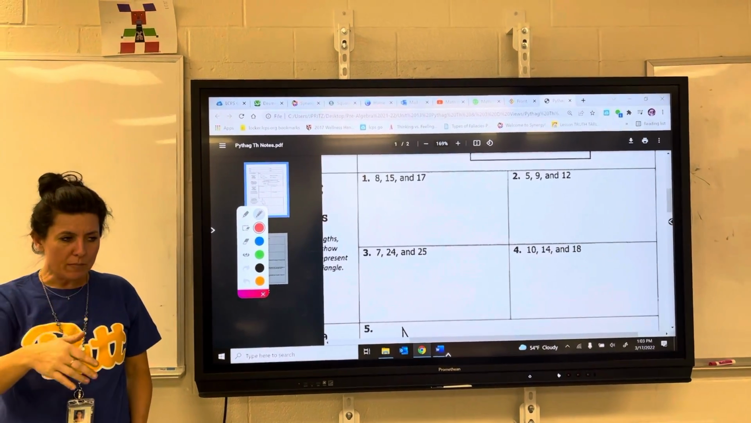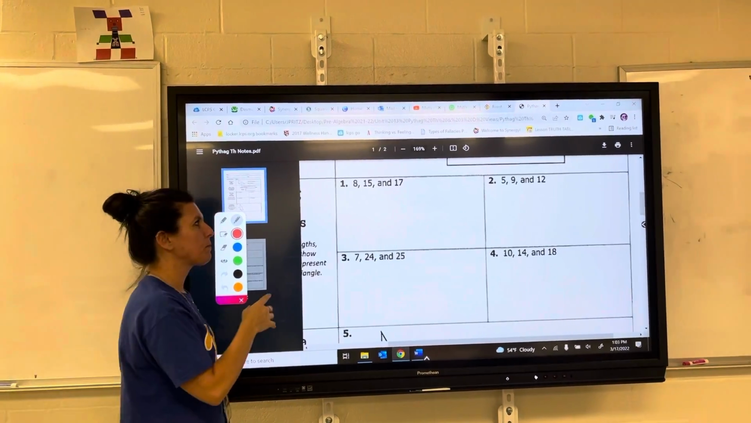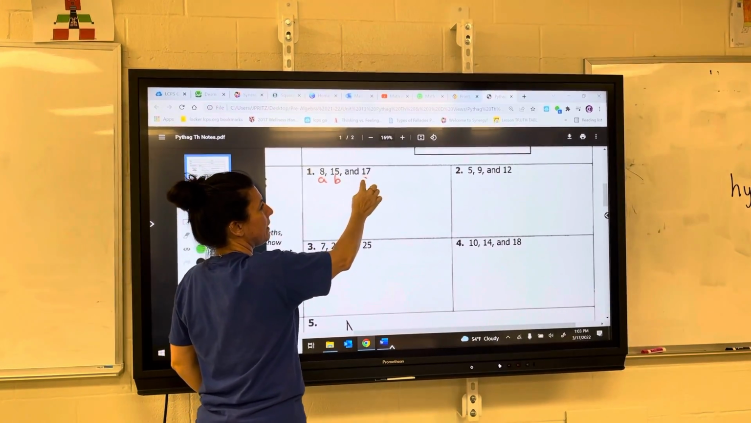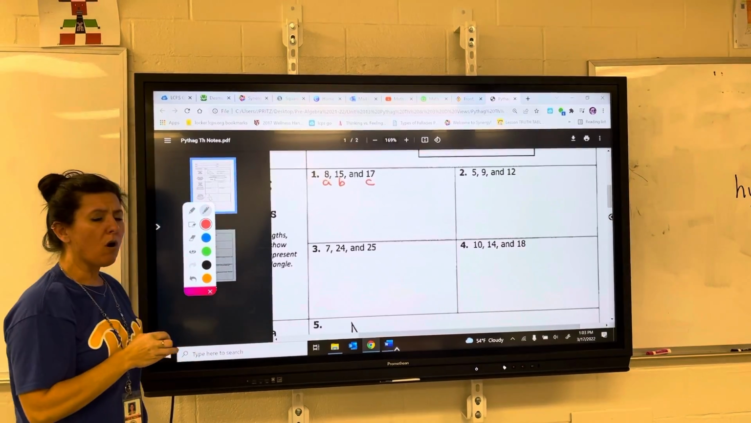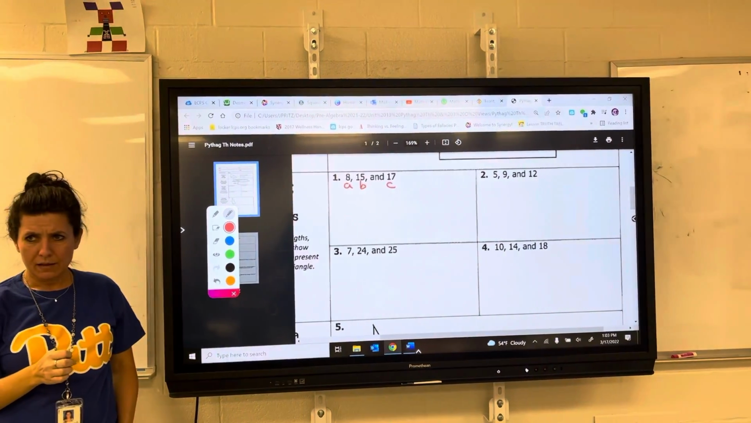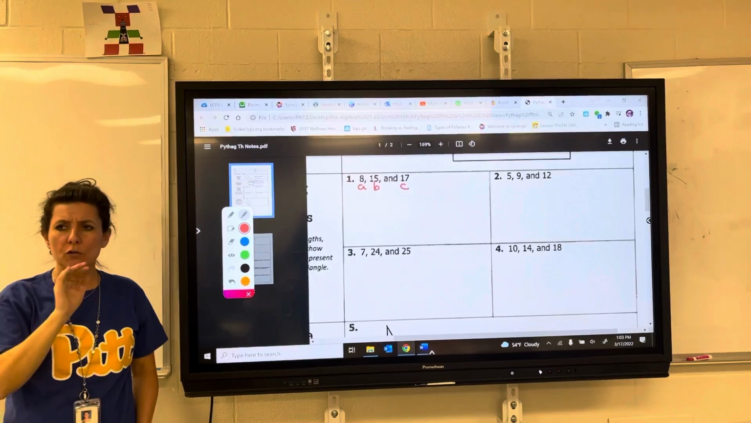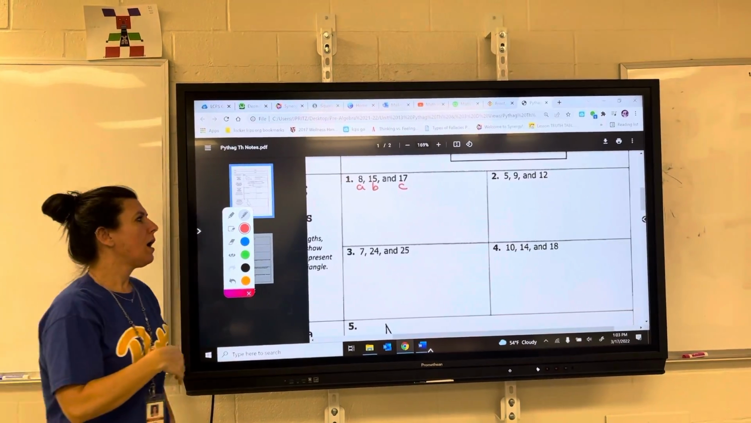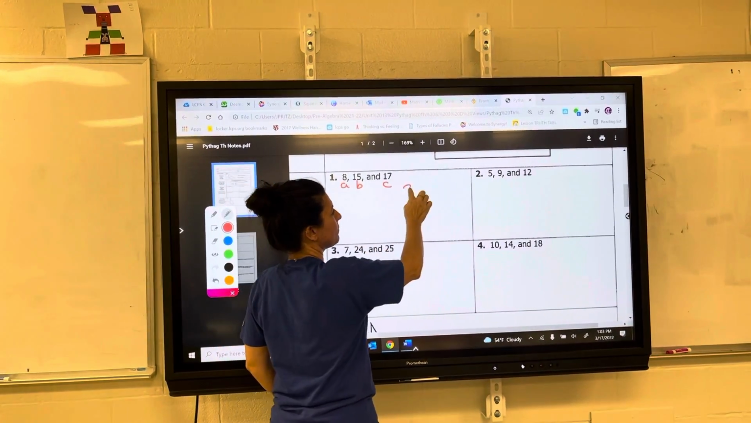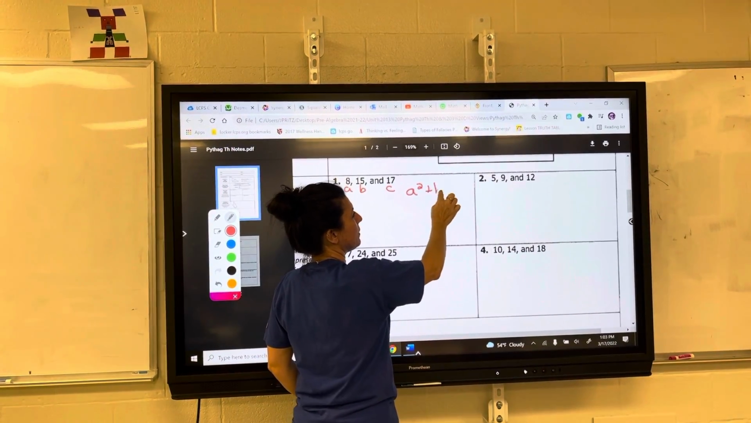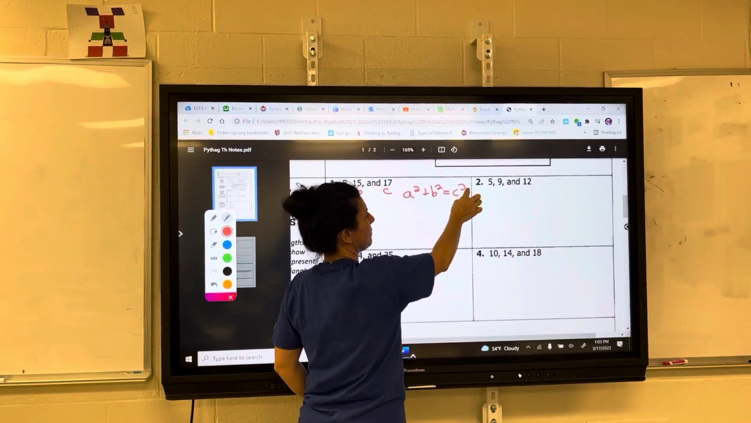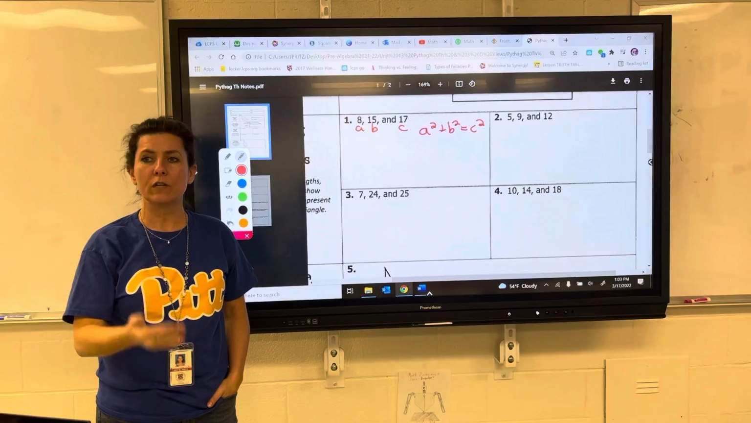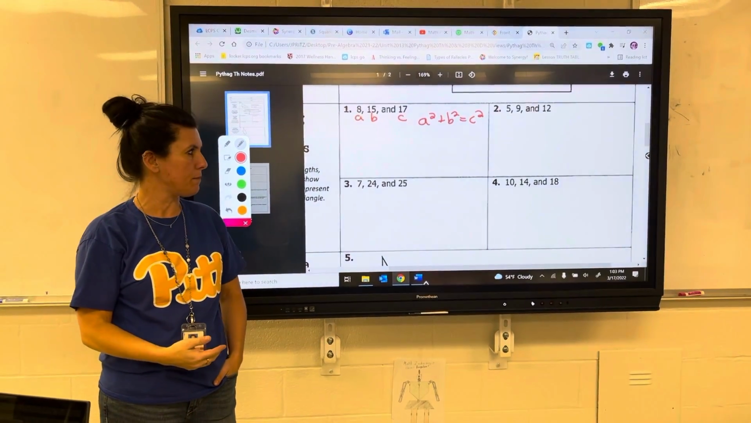So do this with me. Make sure you're doing everything the way I'm doing it. I'm going to label this as A, B, and C. C will always be your longest side, and typically it's given to you in numerical order where the A and the B is first and the C is last. I'm going to write my formula. A squared plus b squared equals c squared. Always start by writing your formula. You're new to it, and the more that you write it, the more you're going to get comfortable with it.